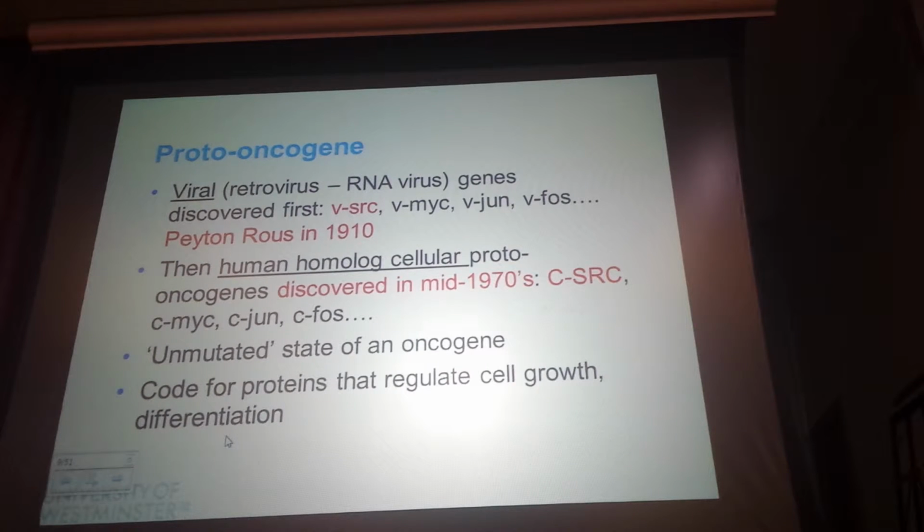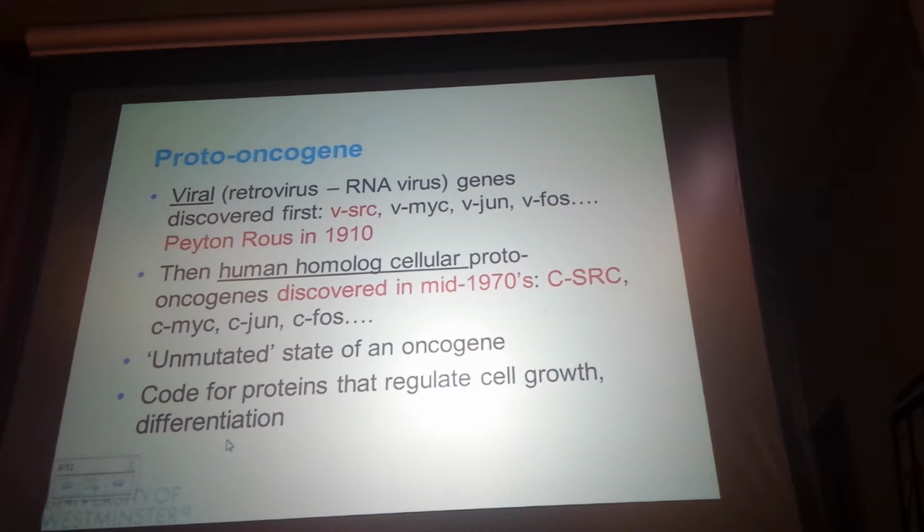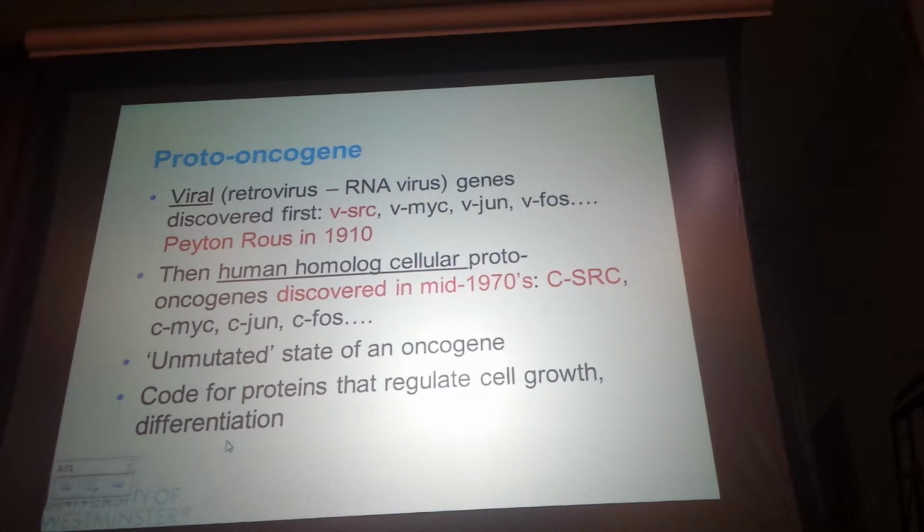And so the first discovered proto-oncogenes were coming from genes in the viral particles, and they were called v-SRC, v-MYC, v-JUN or v-FOS. Only later, in the mid-70s, we found out that these viral genes also existed in the human genome, and we called them c, c for cellular, and v for viral. So we found the equivalent of v-SRC in human, which is called c-SRC, and the same for MYC, JUN, and FOS. So we have c-MYC, c-JUN, and c-FOS.